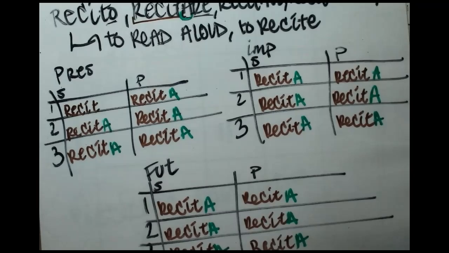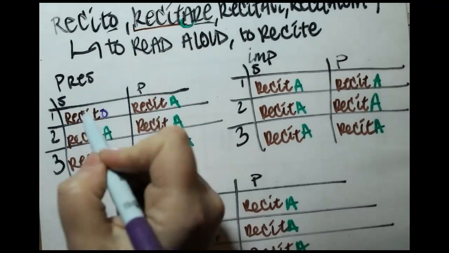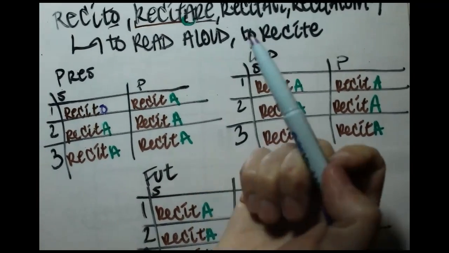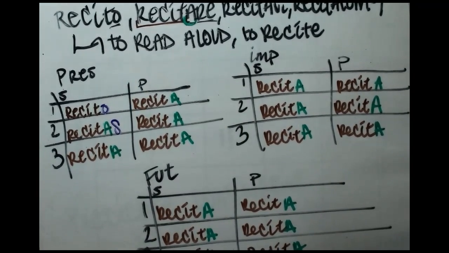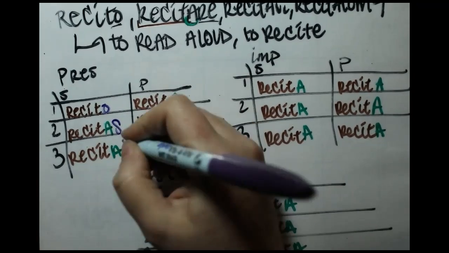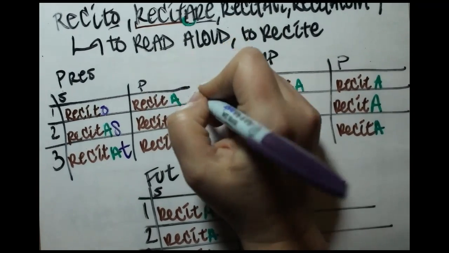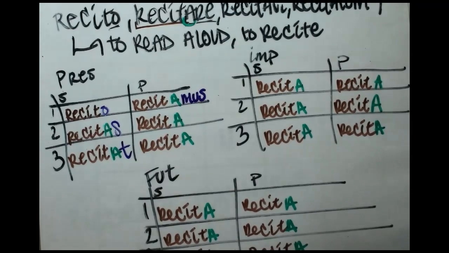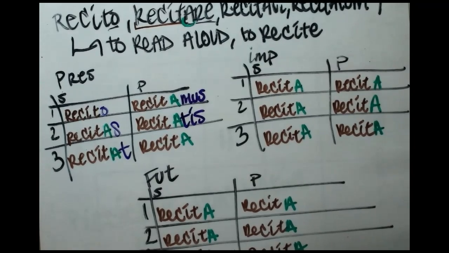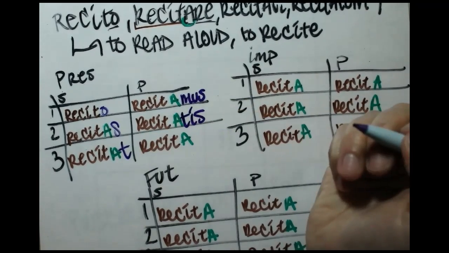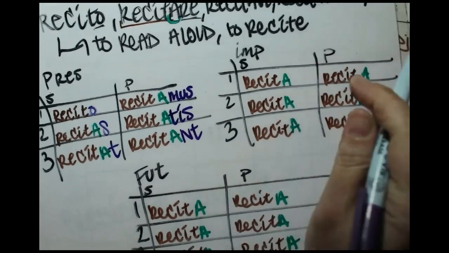Now we get our personal endings. In the first person singular, the personal ending is O, recito. Recito, I read aloud, I recite. In the second person singular, the personal ending is S, recitas. You read aloud, you recite. Third person singular, the personal ending is T, she reads aloud, she recites. In the first person plural, the personal ending is mus. We read aloud, we recite. In the second person plural, the personal ending is tis. Y'all read aloud, y'all recite. In the third person, the personal ending is nt. They read aloud, they recite.